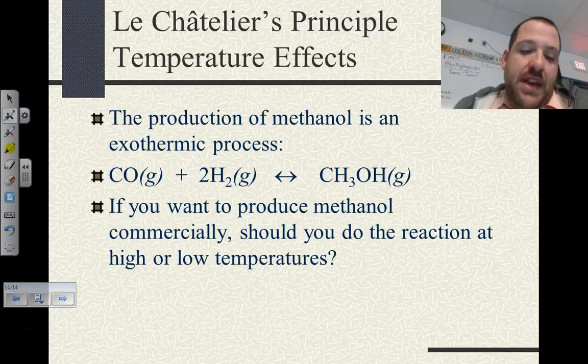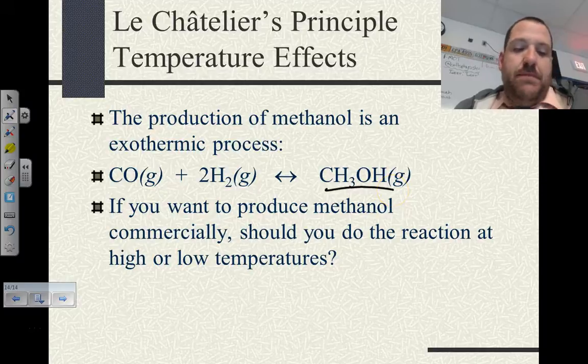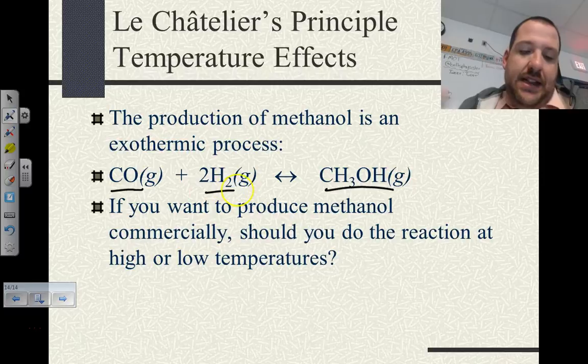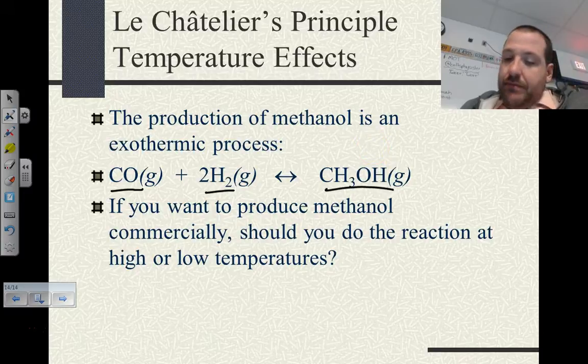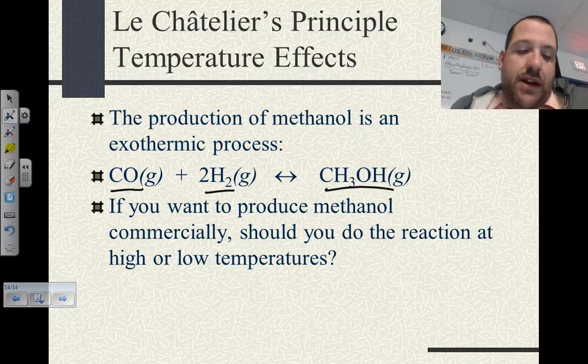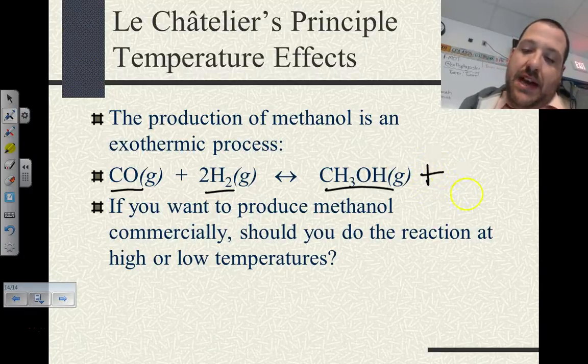Okay, so methanol is produced one way, this way. So this is methanol. I wouldn't expect you to know that that was methanol, except that you probably know that that's carbon monoxide and that's hydrogen. Okay, so the only thing that's not the thing that you know is methanol. Okay, but now we want to know, should we do this at high or low temperatures? Well, it's an exothermic process. So exothermic process means that the heat is here.